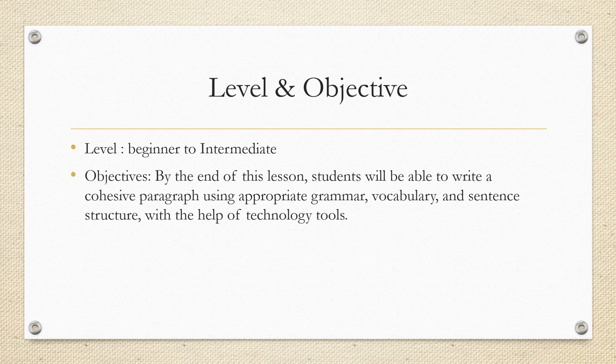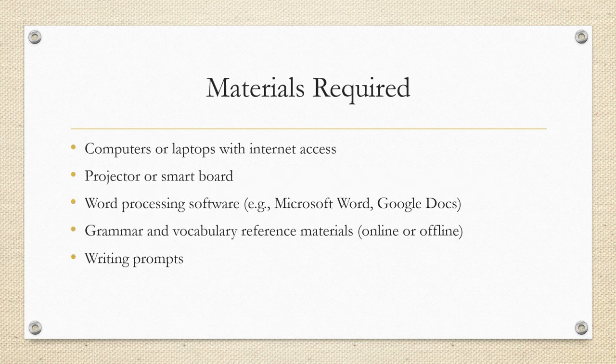By the end of this lesson, the students will be able to write a cohesive paragraph using appropriate grammar, vocabulary, and sentence structure with the help of technology tools. Materials required for this are computers or laptops with internet access, a projector or smartboard, and similarly, you need word processing software like Microsoft Word or Google Docs, and the grammar and vocabulary reference material can be online or offline as well, and writing prompts as well.